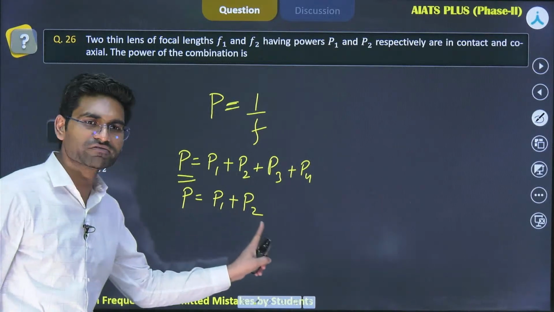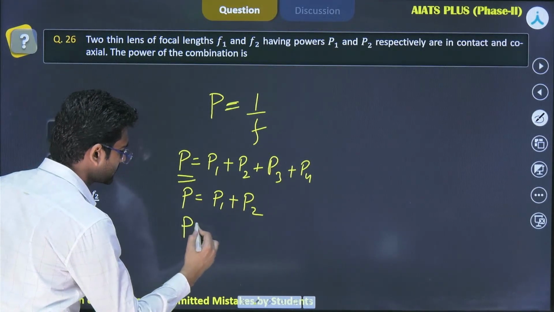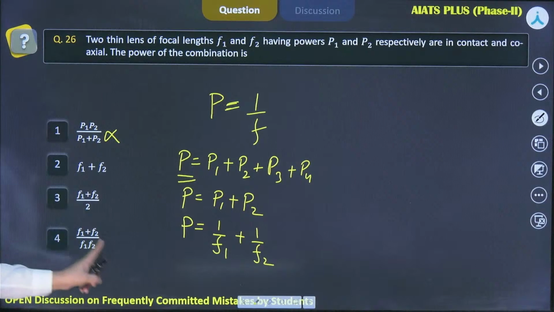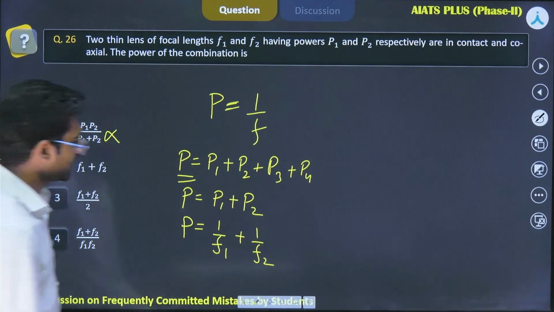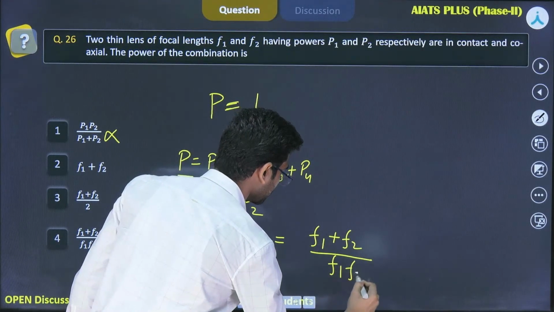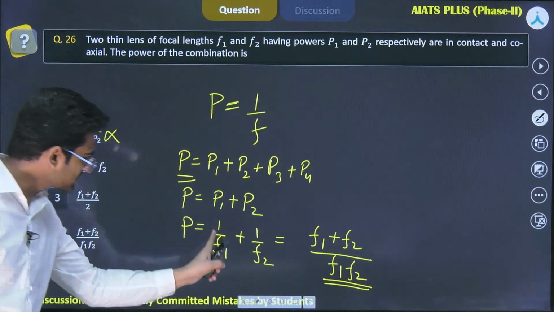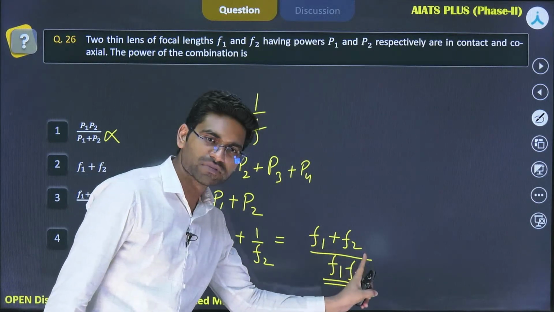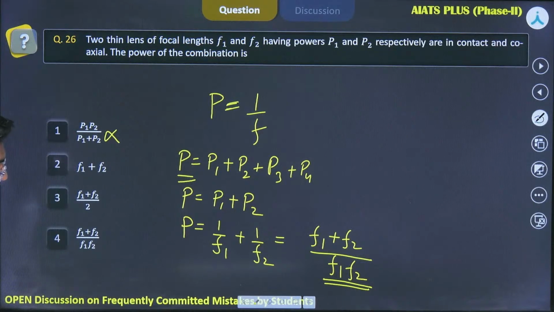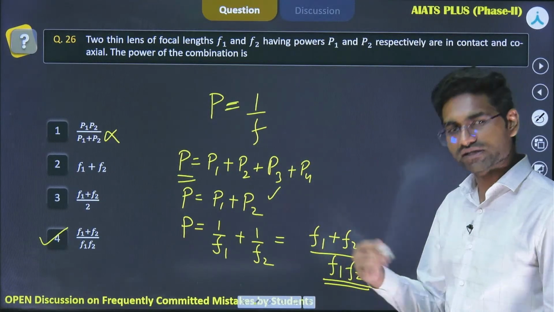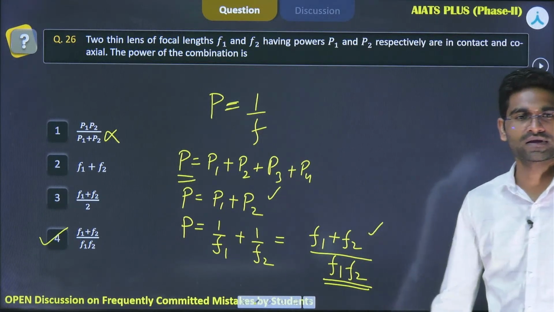So power should be equal to P1 plus P2, or I can write it as P is equal to 1 by f1 plus 1 by f2. Now, 1 by f1 plus 1 by f2 is also not in this form, so I can solve it. After taking LCM as f1 f2, this will become f1 plus f2 divided by f1 f2. This is the correct option. In terms of power, this is the answer, and in terms of focal length, this is the answer. Okay?